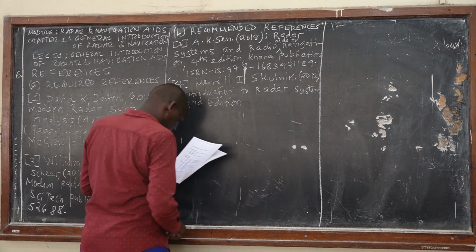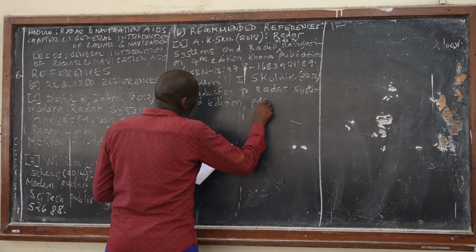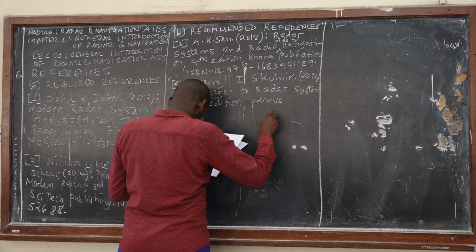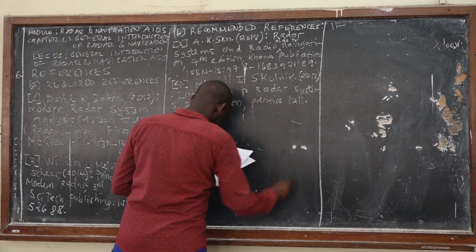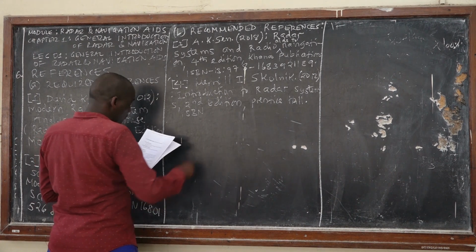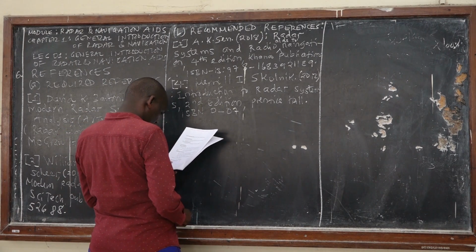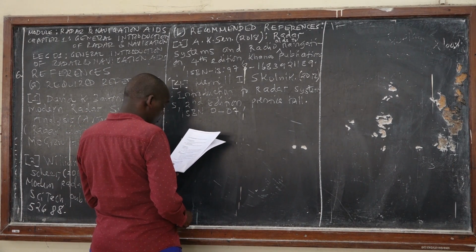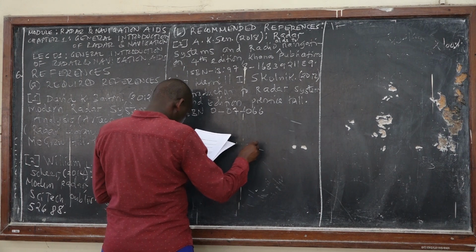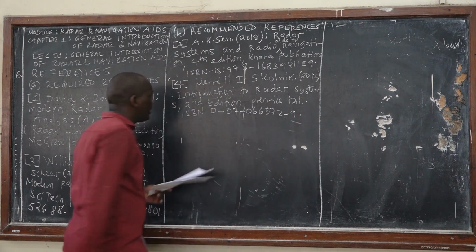Keep quiet, please. I'm about to finish the class. Second edition. Then the publisher is Prentice Hall. ISBN number 007066572-9. This is the first reference book.